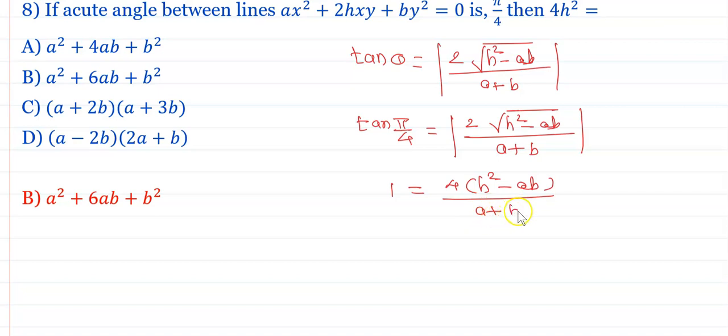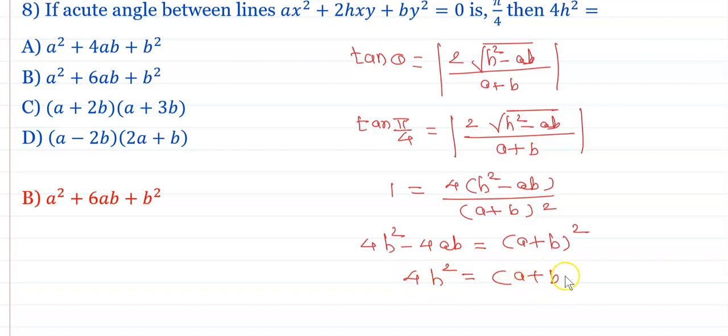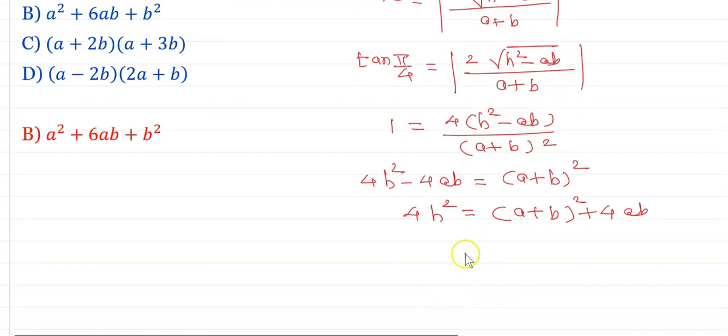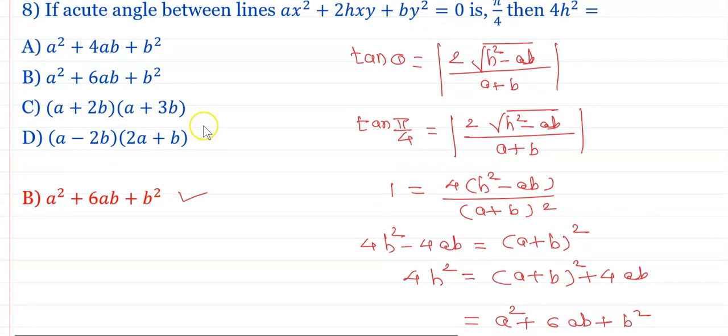Here is a plus b bracket square, and after simplification, that is, cross multiplication, therefore you will get 4h square minus 4ab is equals to a plus b bracket square, and after simplification you will get 4h square is equals to a plus b bracket square plus 4ab, and if we expand this, then you will get a square plus 6ab plus b square, and hence the option B is the correct one.